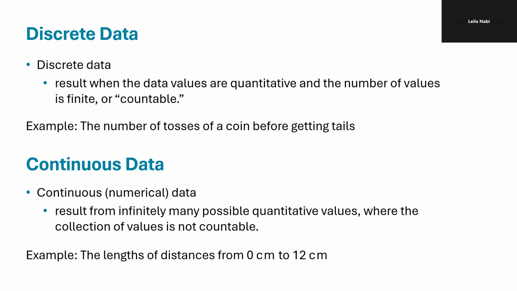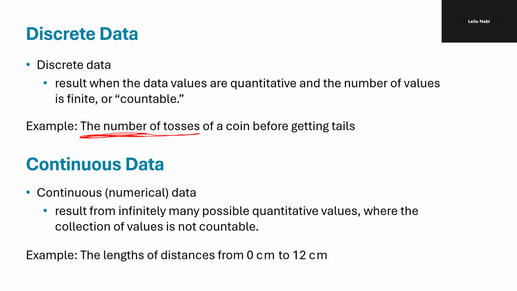For example, the number of tosses of a coin before getting tails. Maybe after the first toss you get the tail, maybe after 5 tosses, after 10 tosses, or maybe 100 tosses, but they're whole numbers. You never can say, okay, after 3.5 tosses I got the tail. You can't have any number, just specific numbers, 1 or 2 or 3. We have some finite or countable numbers. So it's called discrete. And whenever you see the phrase the number of, that is called discrete.